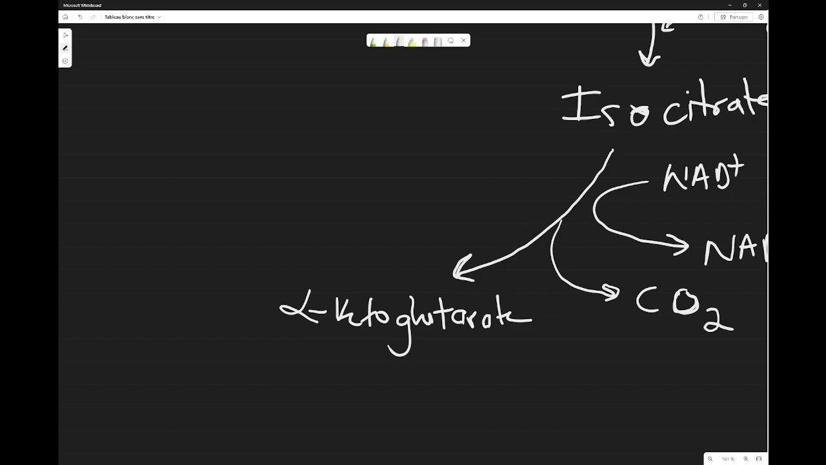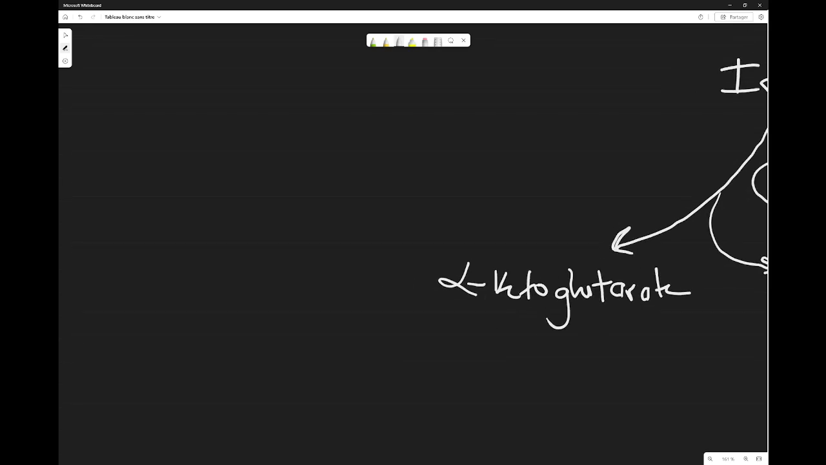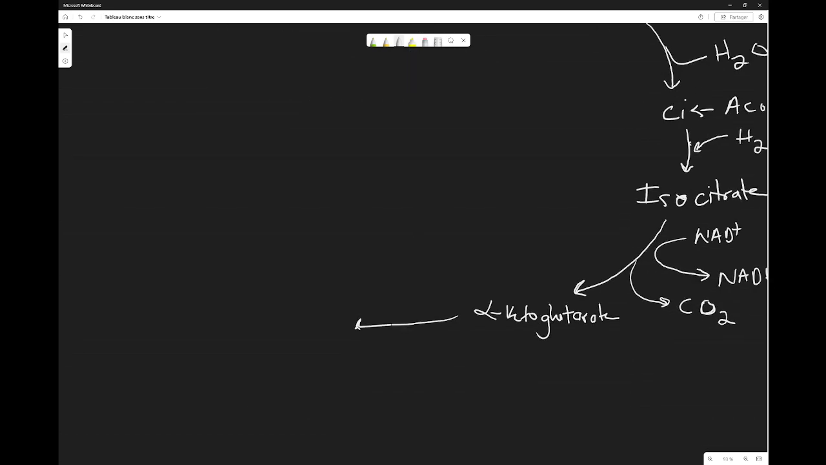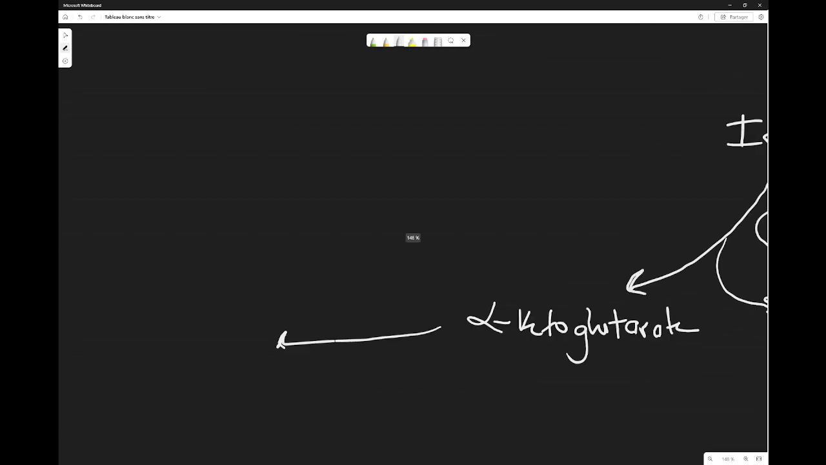Alpha ketoglutarate. Right? So we have that here. From alpha ketoglutarate, we're gonna have another reaction happening. It's looking a little bit like a cycle. Let me make the lines a bit shorter.